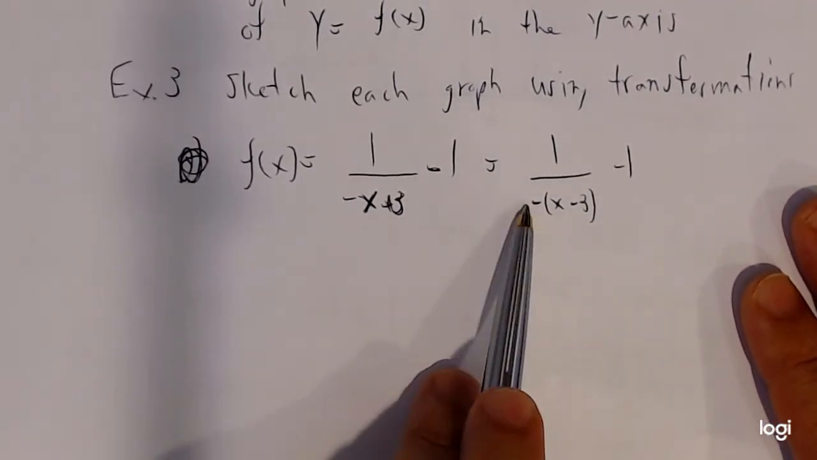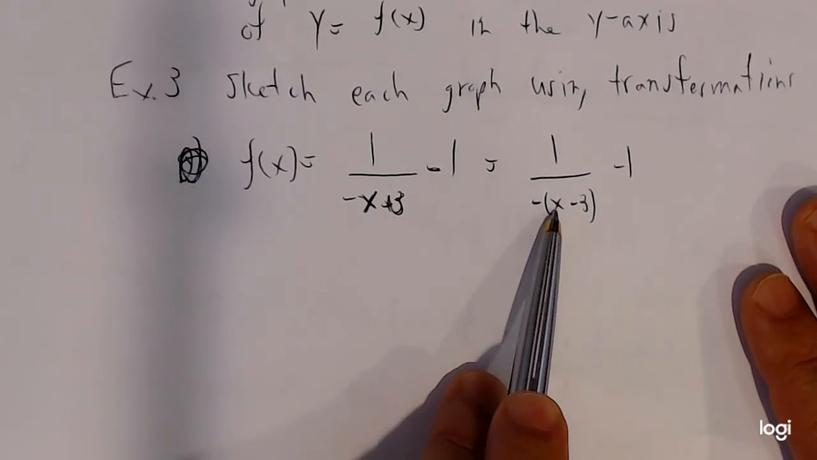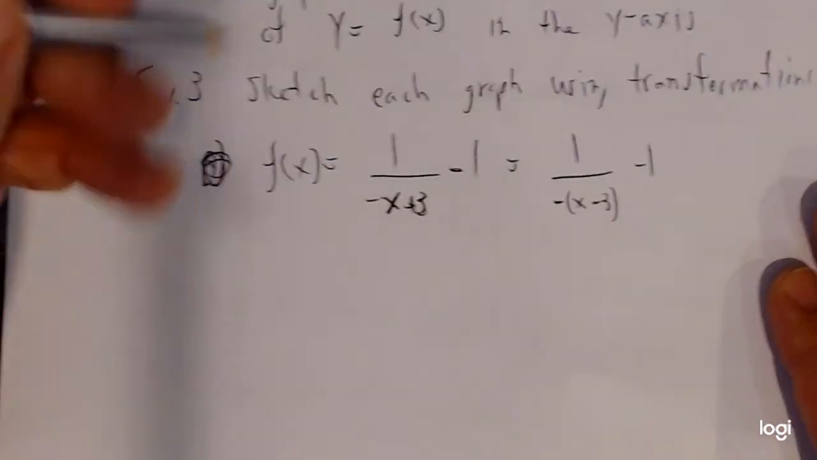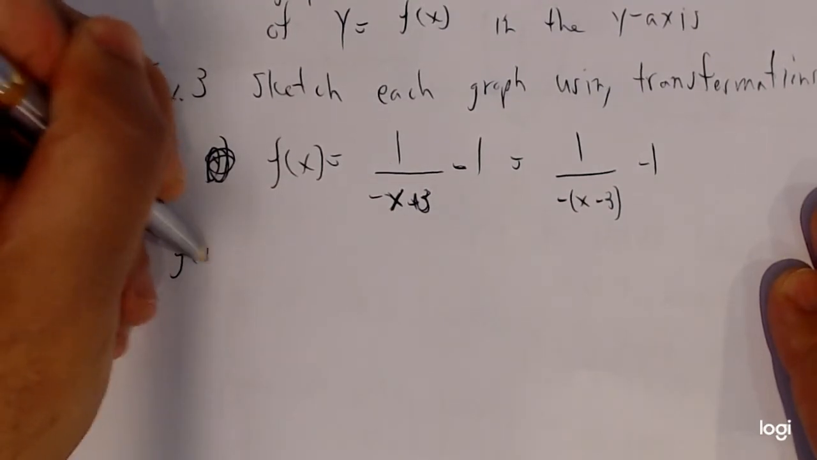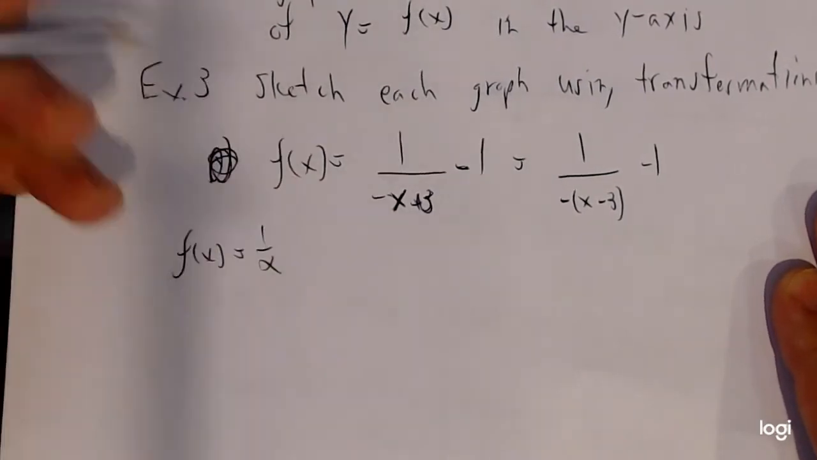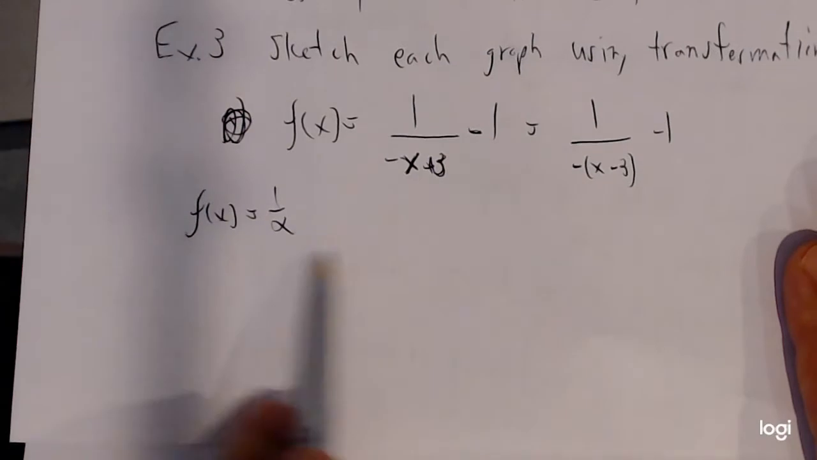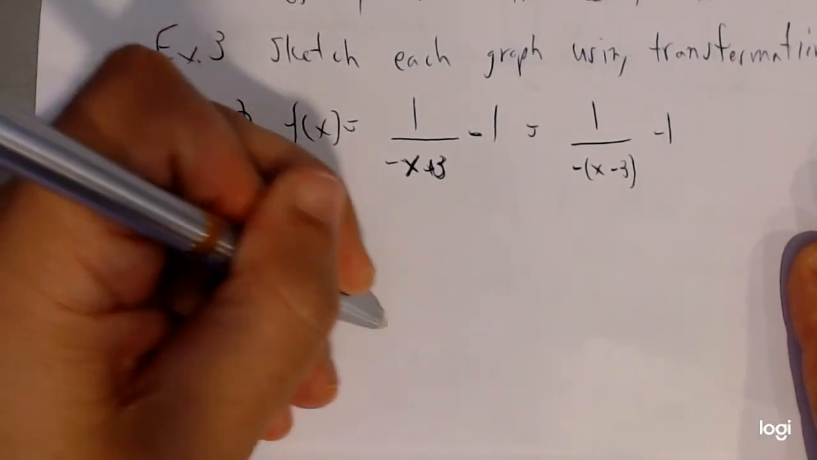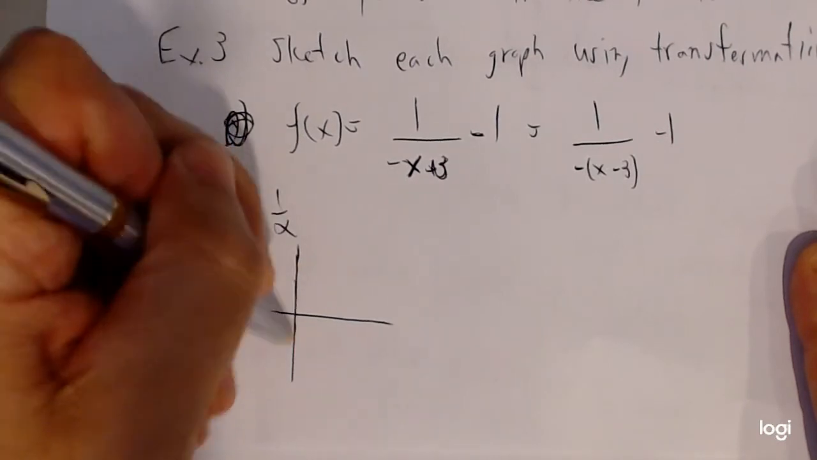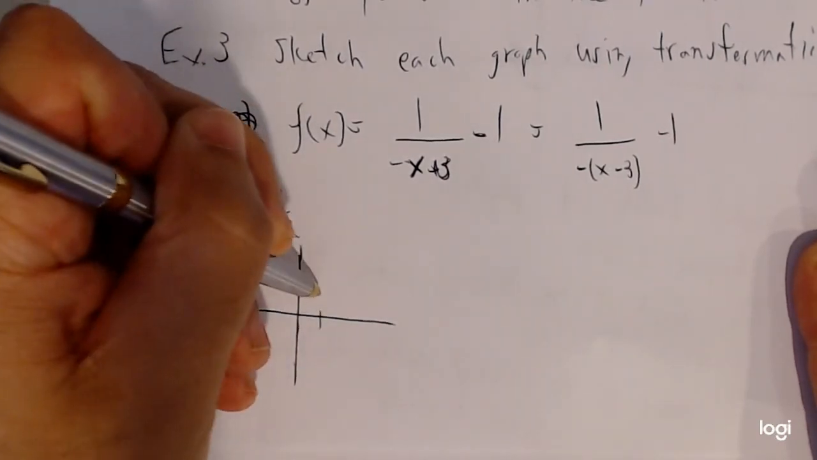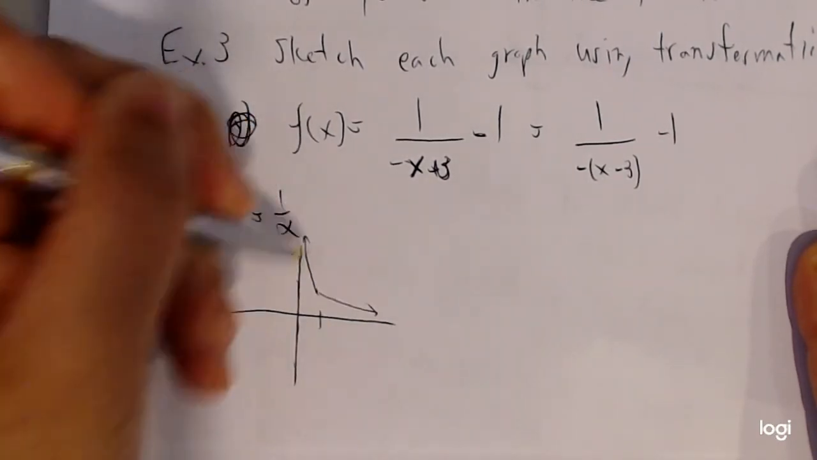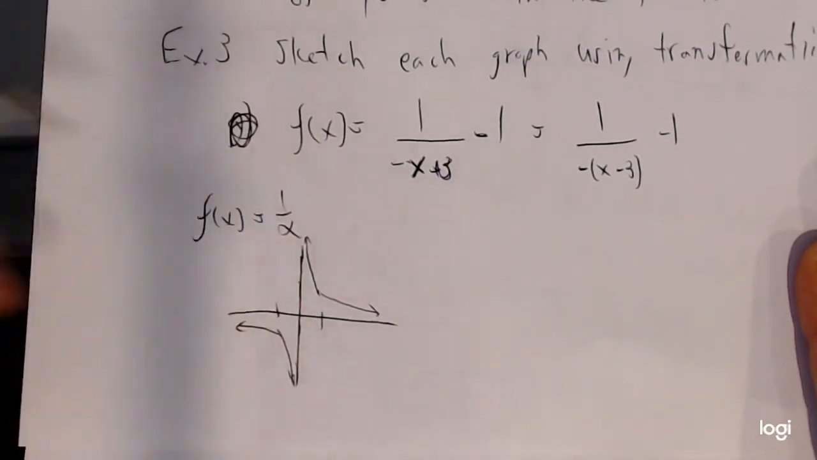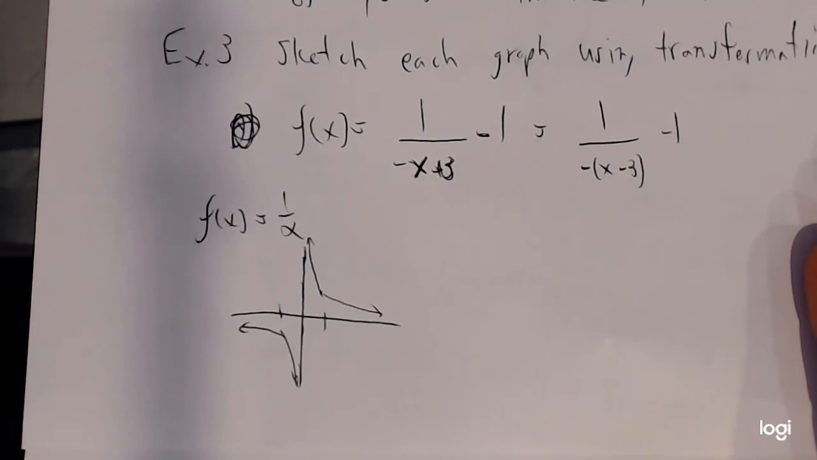So this negative, since it's with the x, I could then say, what function am I starting off with first? f of x, which is 1 over x. I start off with 1 over x. How come? Because this is of the form 1 over x. And we know what the graph of 1 over x looks like. It's something like this.